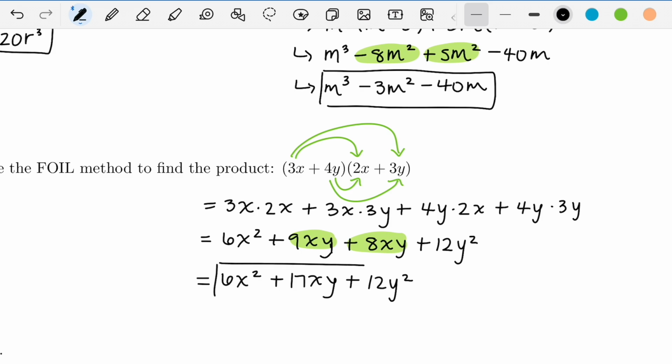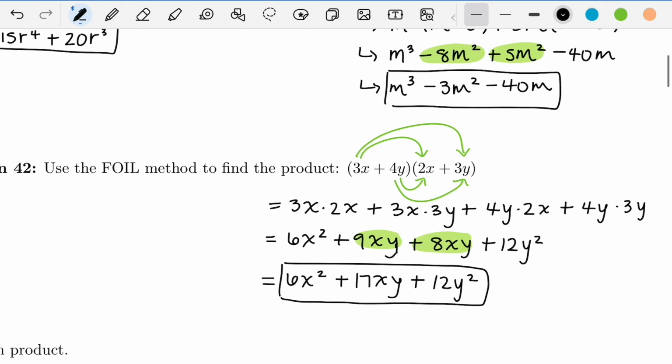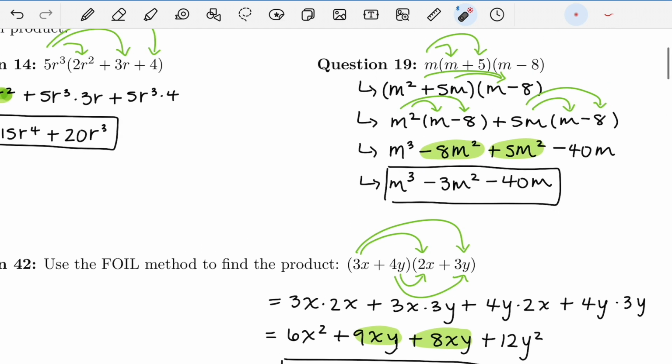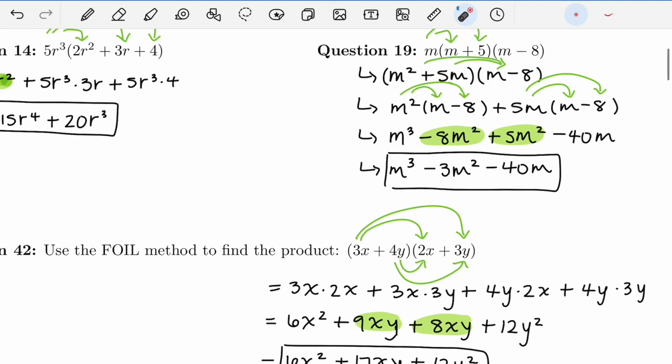And so this will be our final answer here. We can't combine like terms any further. So that's how we would use the FOIL method. And this actually is a preferred method when multiplying two binomials rather than this method, but you can use whichever one you're more comfortable with.